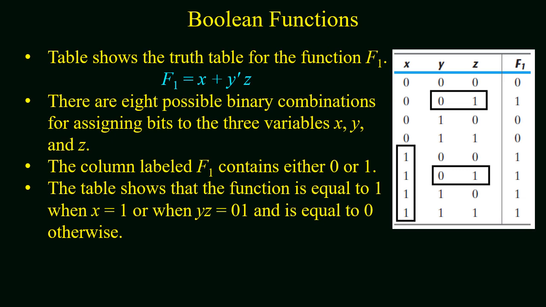Now for the given function f1, we have a truth table. The function has three variables x, y and z, where in the truth table we have 8 possible binary combinations starting from 0 and ending at 7. The column f1 can have a value of 0 or 1. The table shows that the function is 1 when either x is equal to 1 or y prime dot z equals 1, or we can say that y is equal to 0 and z is equal to 1. And function f1 is 0 for all other cases.